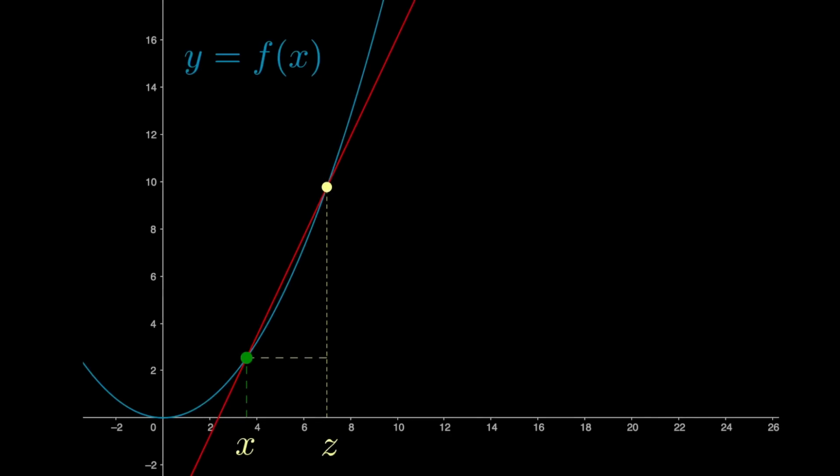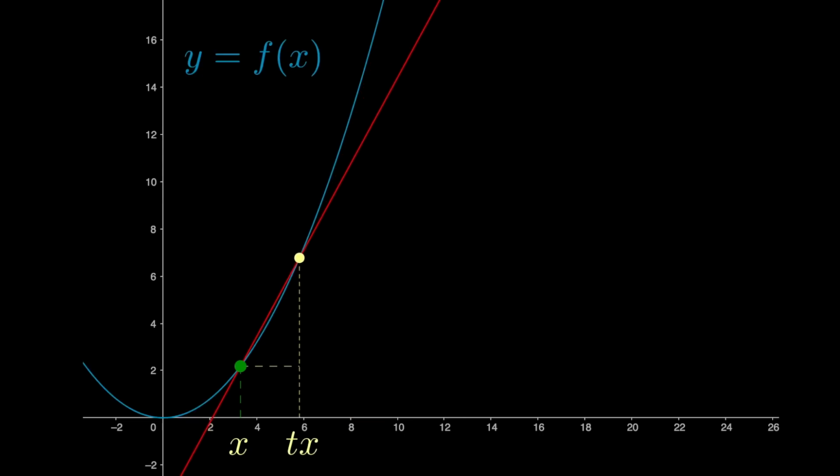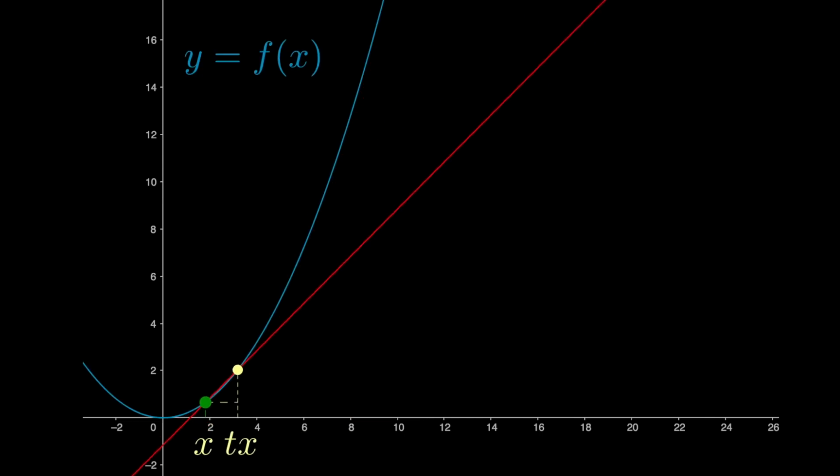But what if there was another way to let z approach x? Let's define z to be equal to tx. This ensures that the second point, tx, will always be a multiple of the first. If I change the value of this multiple t, we can see the second point move. And for a fixed value of t, when I change the value of x, both points move, but their ratio stays the same.